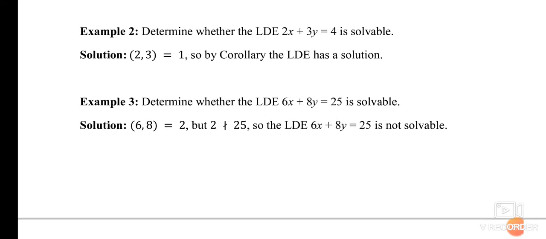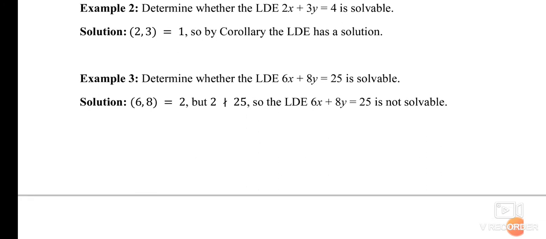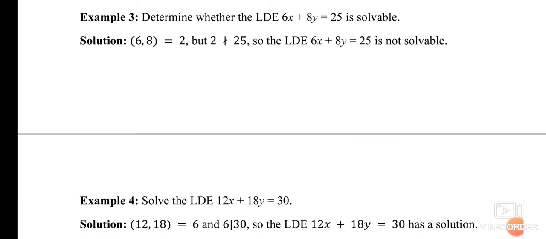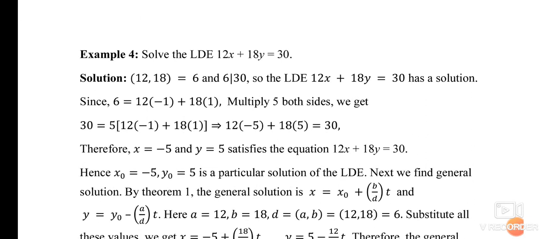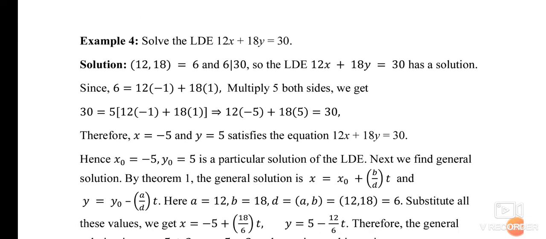Next problem, example 3, determine whether the LDE 6x plus 8y equal to 25 is solvable. Here GCD of the coefficients is 2, but 2 does not divide the constant term 25. So, the LDE 6x plus 8y equal to 25 is not solvable. Example 4, solve the LDE 12x plus 8y equal to 30.